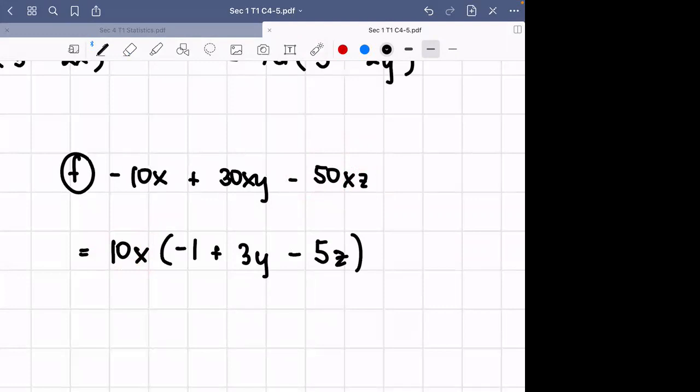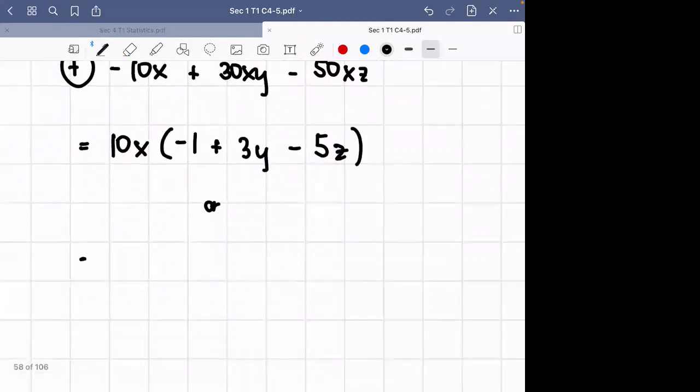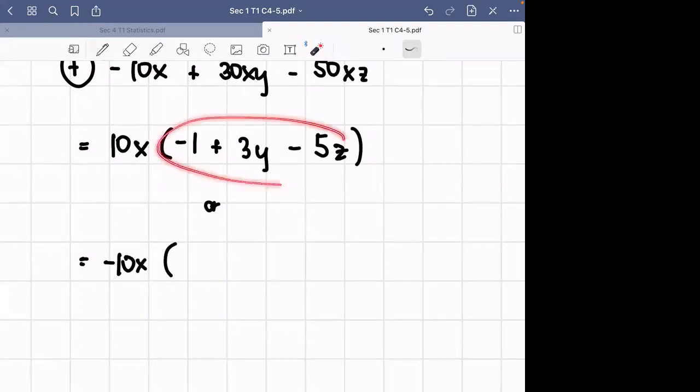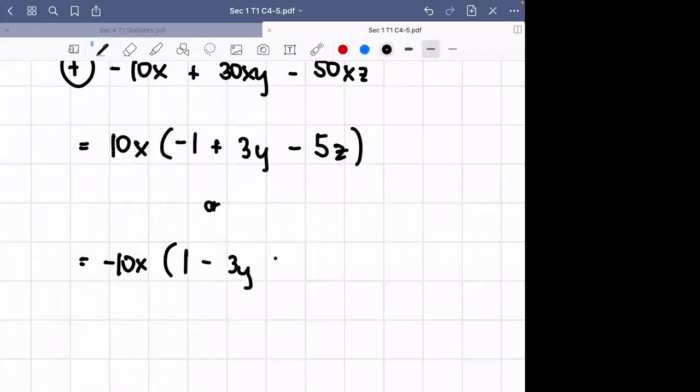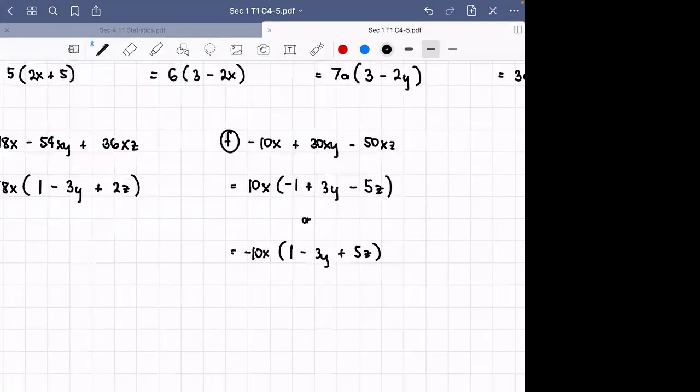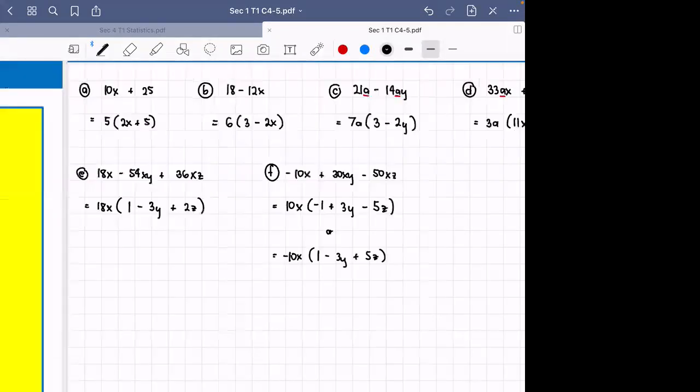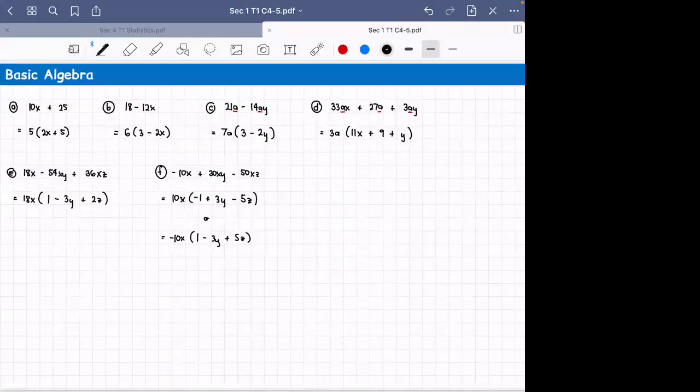Okay, so this is your answer for letter F. Now, if you choose to use negative 10x, it's okay. It still gives you the same answer, but with different signs. So this is 1 minus 3y plus 5z. Those are your answers for practice now.